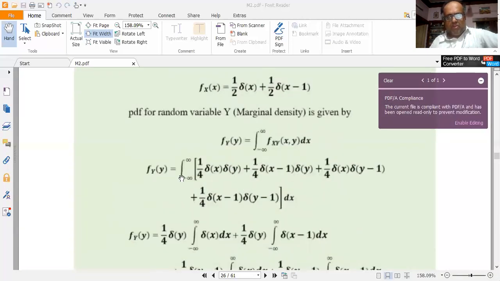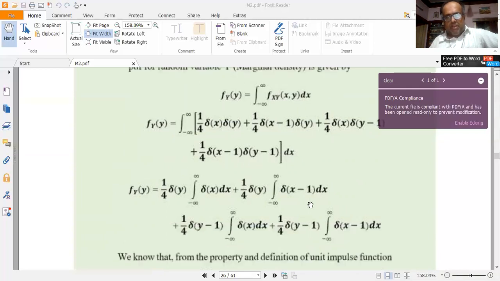So substitute. This becomes the integral from minus infinity to plus infinity of 1 by 4 delta of x delta of y plus 1 by 4 delta of x minus 1 delta of y plus 1 by 4 delta of x delta of y minus 1 plus 1 by 4 delta of x minus 1 delta of y minus 1 dx. Now here I am integrating with respect to x. So the 1 by 4 and the delta y terms become constant, and I can pull them outside the integral sign because the integration is with respect to x in this case.